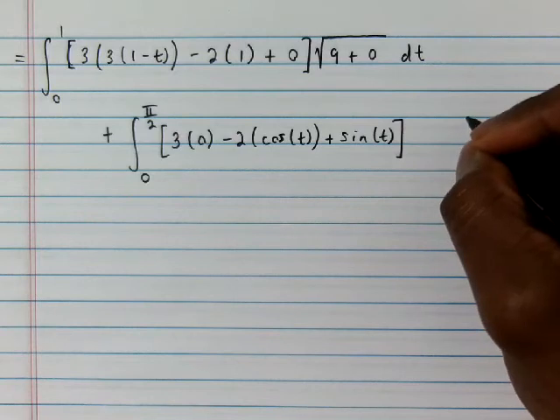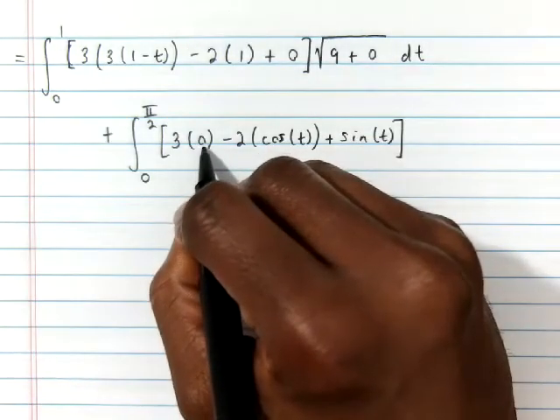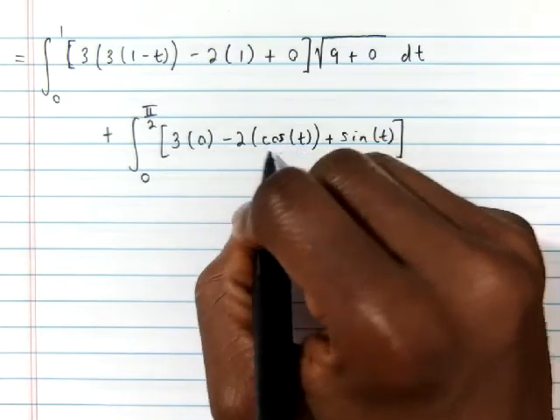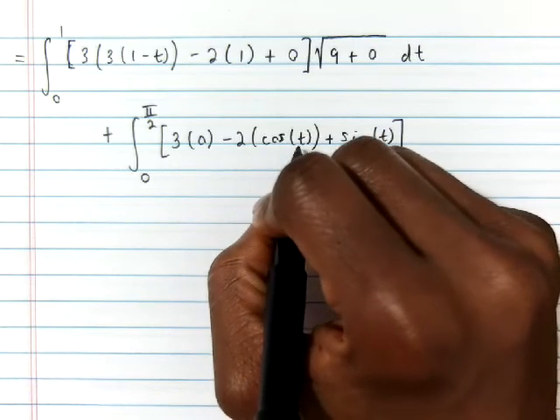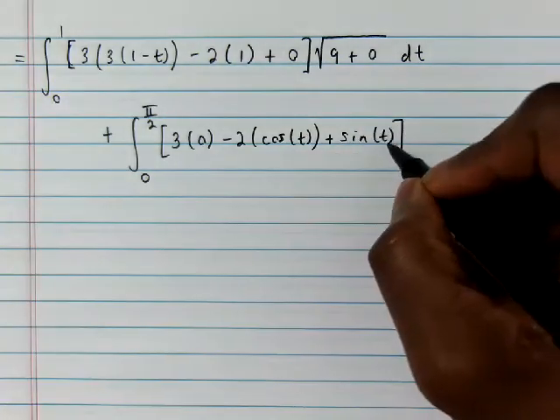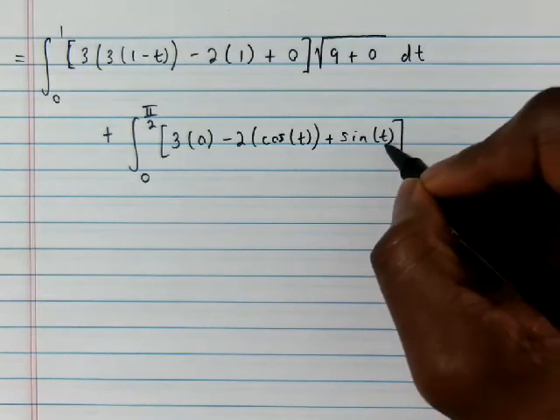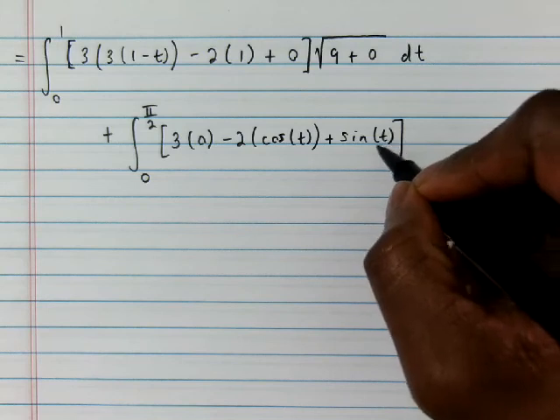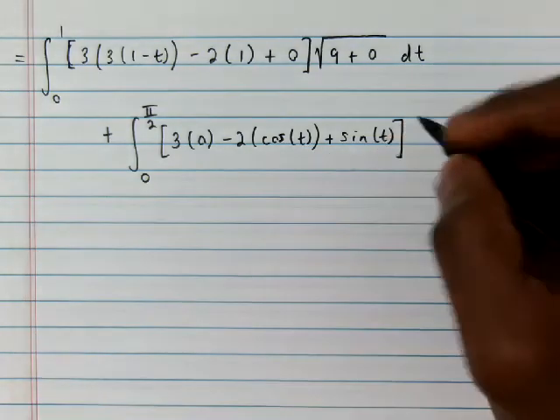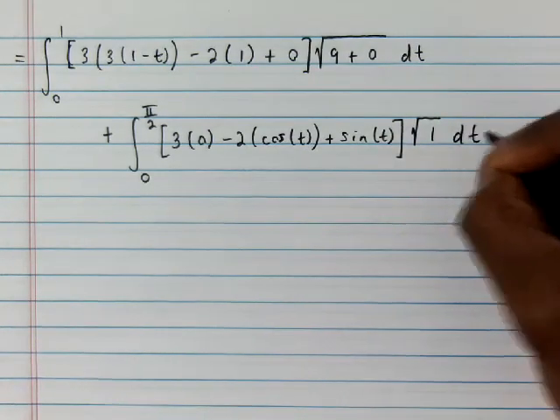So for us, that is the derivative of 0 with respect to t, which is 0 squared, and then the derivative of cosine with respect to t, which gives us negative sine t, and we square that, which gives us sine squared t, and then plus the derivative of sine of t, which is cosine t, and we square that and we get cosine squared t. So we just end up with the square root of sine squared t plus cosine squared t, so the square root of 1, dt.